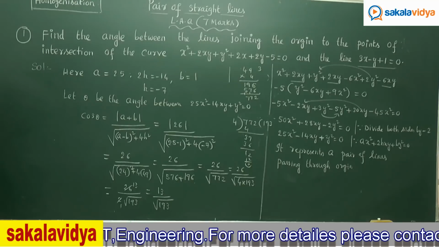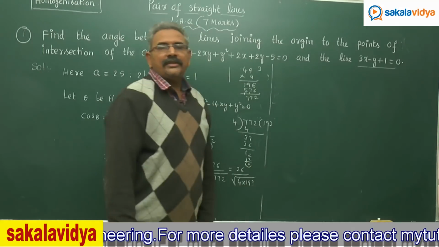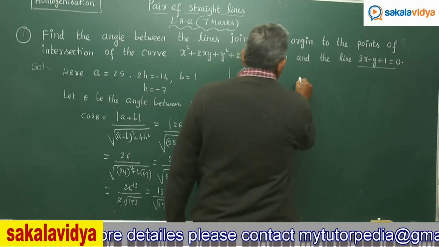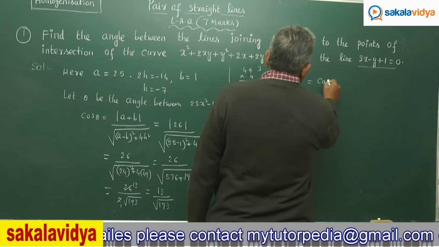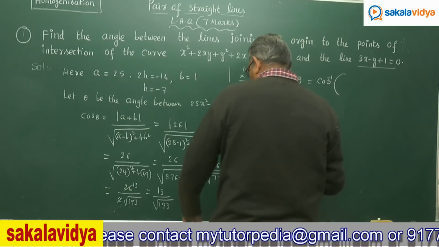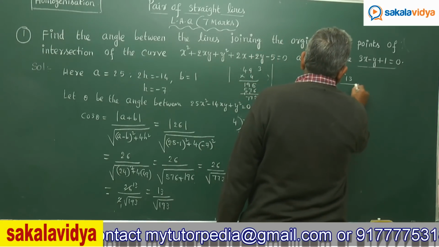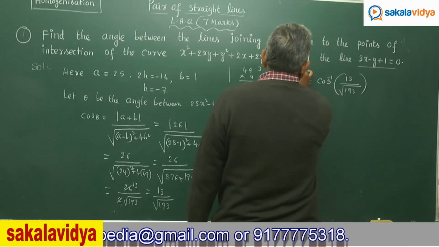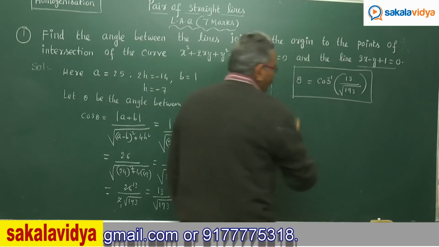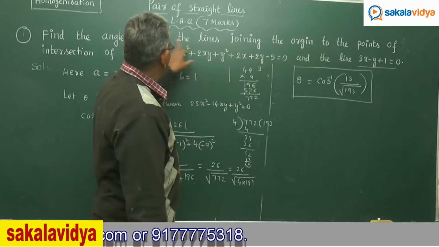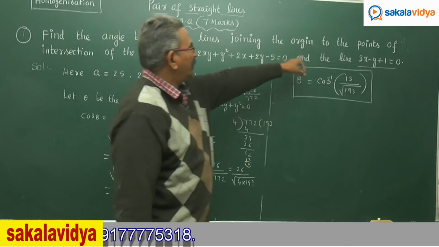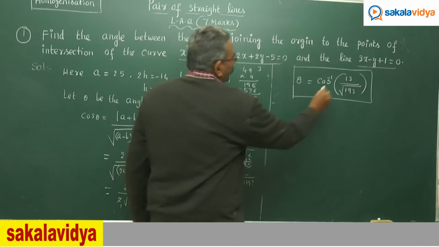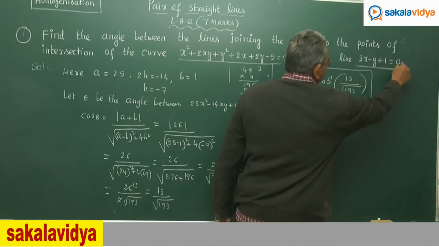Now we need to find out the theta value. As we know cos theta, theta is equal to cos inverse of 13 by root 193. So this is the required value. Now this is the angle between the lines joining the origin to the points of intersection of this curve and the line 3x minus y plus 1 is equal to 0.